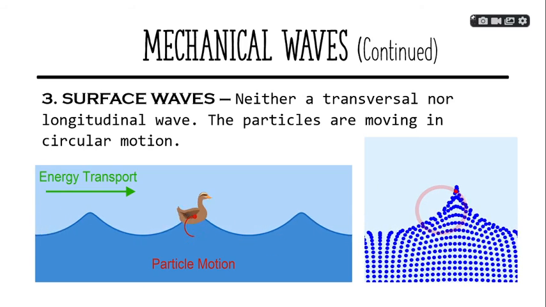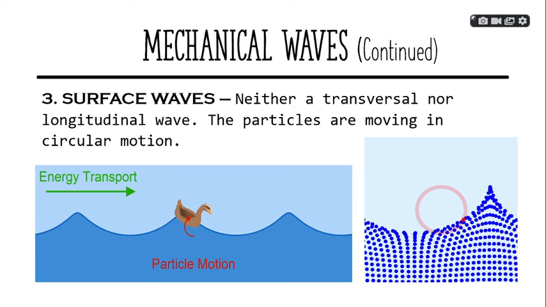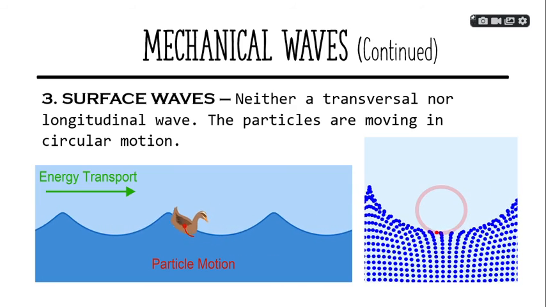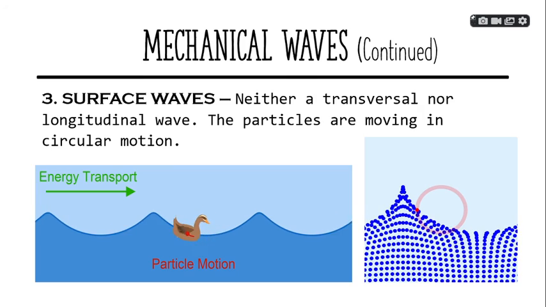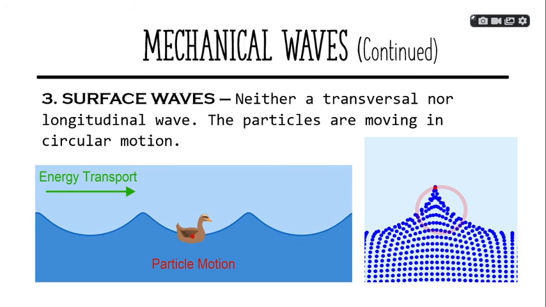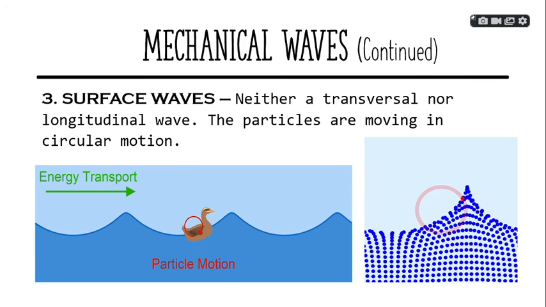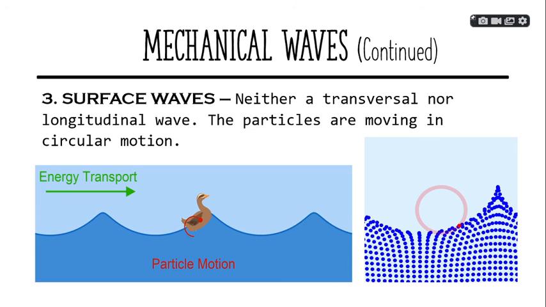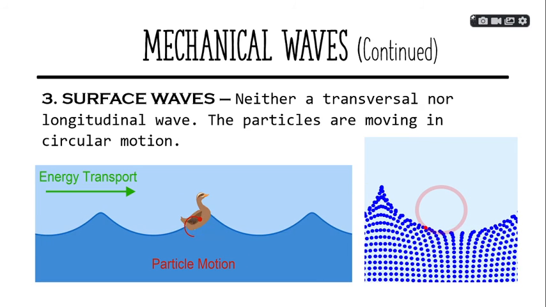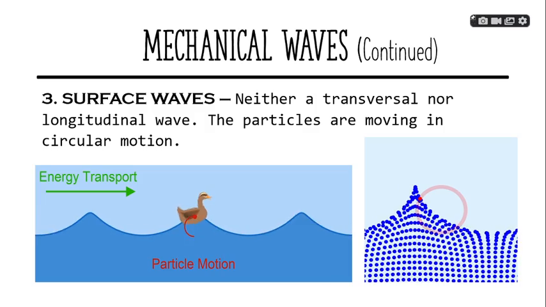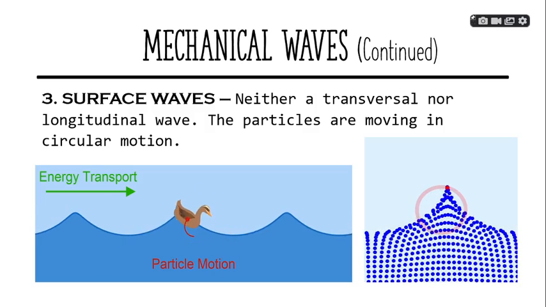It is important for us to keep in mind that the molecules, nor the duck in the visual, do not move along with the wave. As you can see, they are just moving in an elliptical path. Seismic waves can be transverse, longitudinal, and or surface waves.